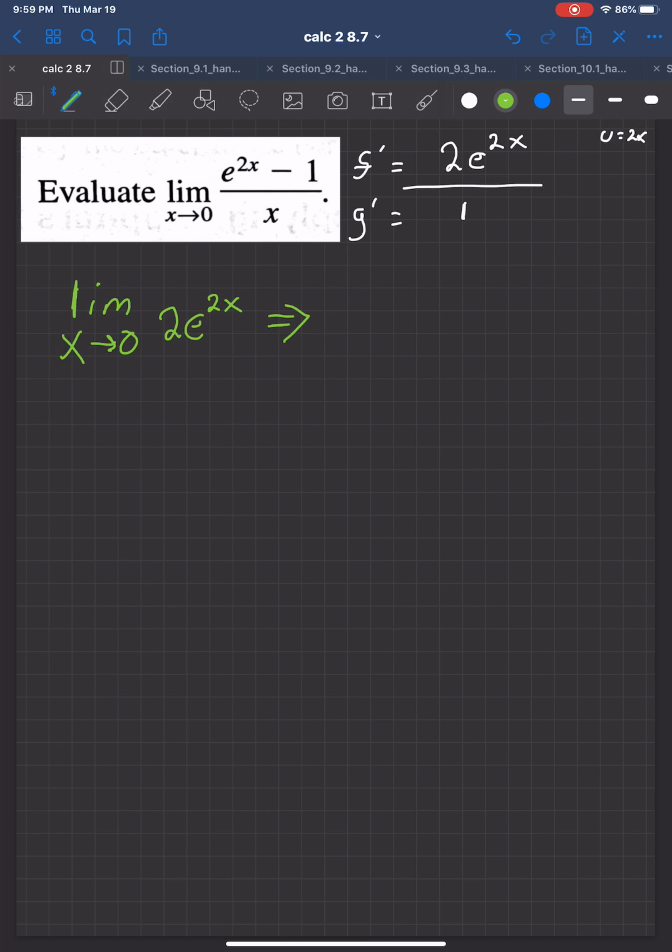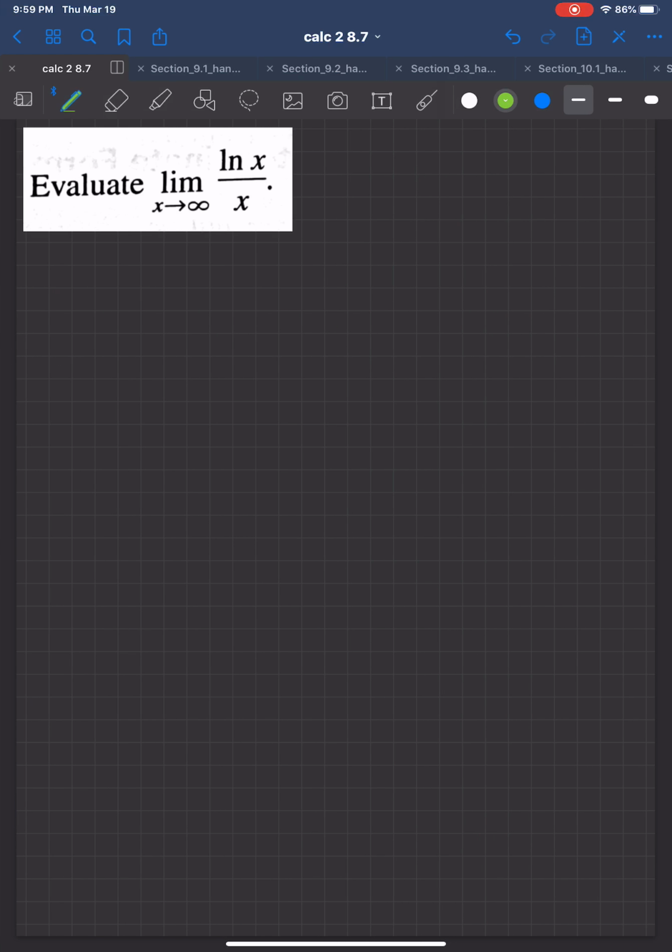All right, and now we're going to jump in and substitute our 0. So that ends up being 2e to the power of 0, right? Which is simply equal to 2 times 1, which is equal to 2. So not bad, right? Fairly easy. Let's continue here. Continue in our game.